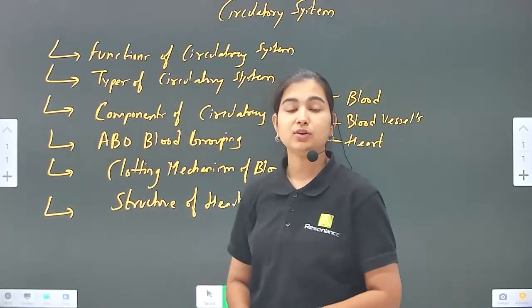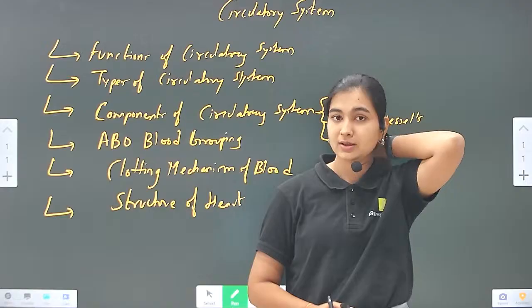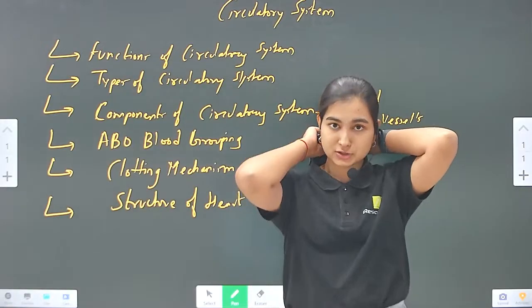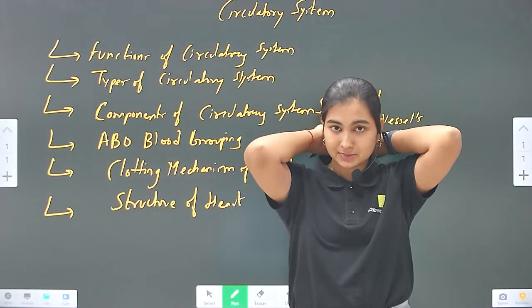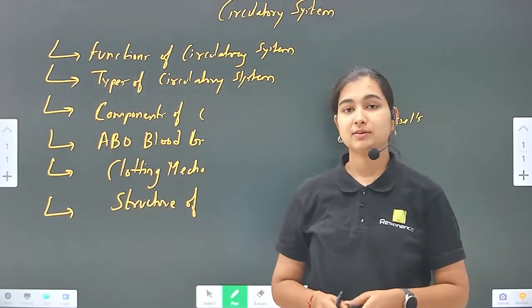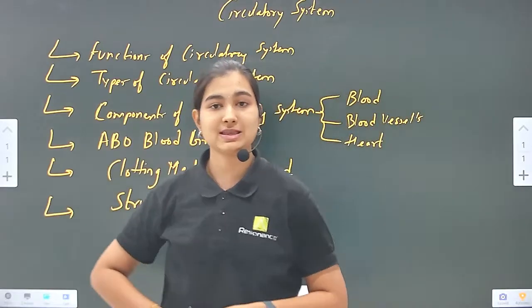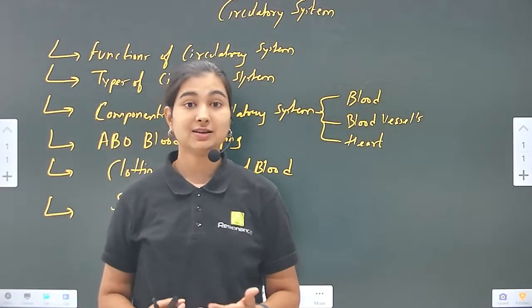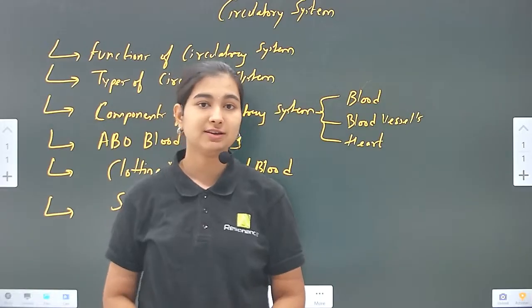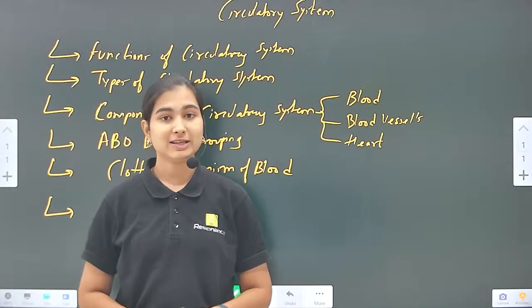Now talking about the first one, which is what? The first topic is the function. What exactly is the function of your circulatory system? What exactly does it do? We have discussed that the circulatory system mainly consists of a circulatory fluid. What exactly is that fluid? That is the blood.